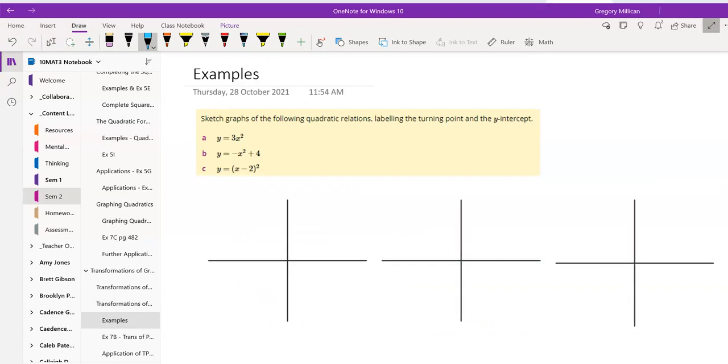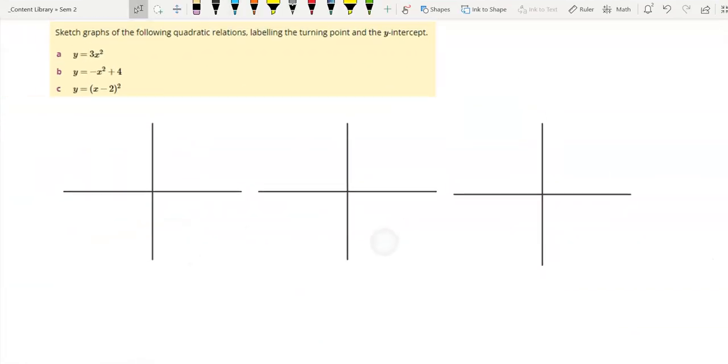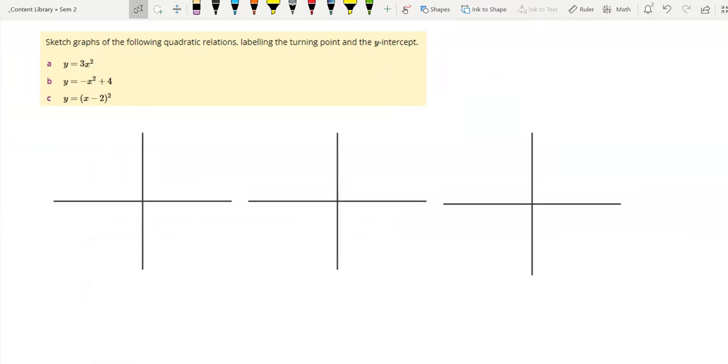Let's have a look at 3 different graphs. Here's the sketch of the graphs of the following quadratic relations, labelling the turning point and the y-intercepts. We're just going to worry about the y-intercepts, not the x-intercepts at the moment. The first one is y equals 3x squared. Underneath each of the Cartesian planes, we'll do Cartesian plane A first. Forgot to label my axes.